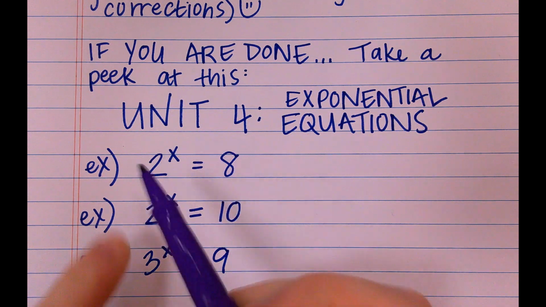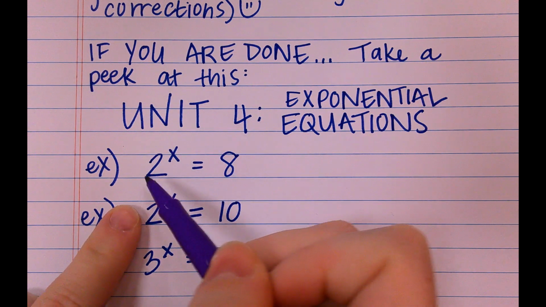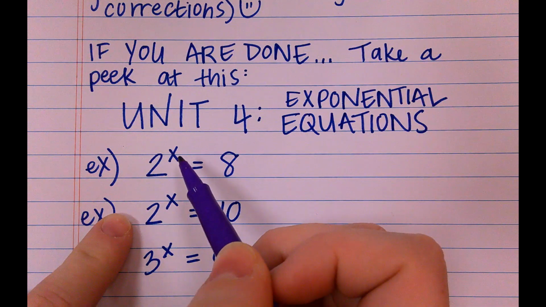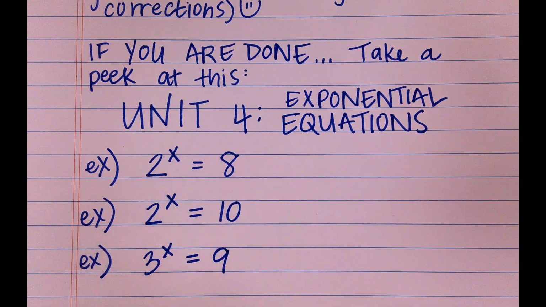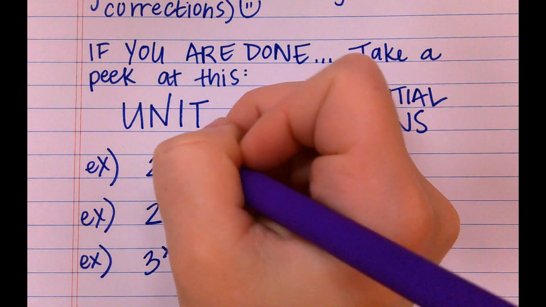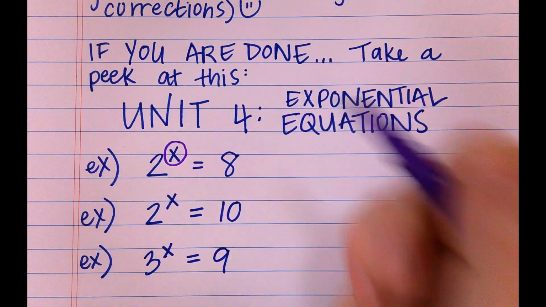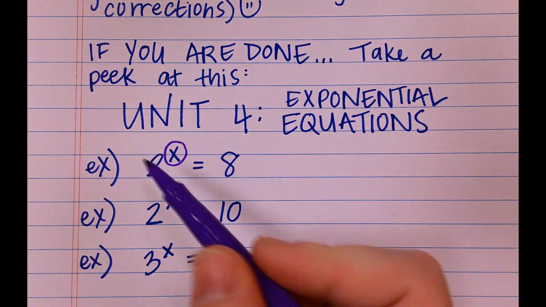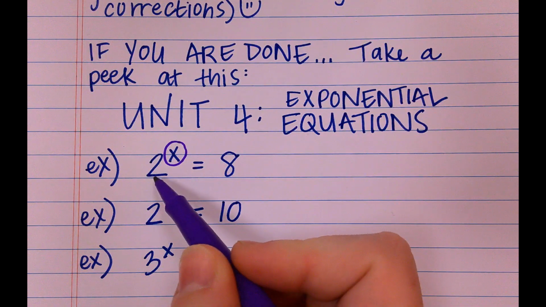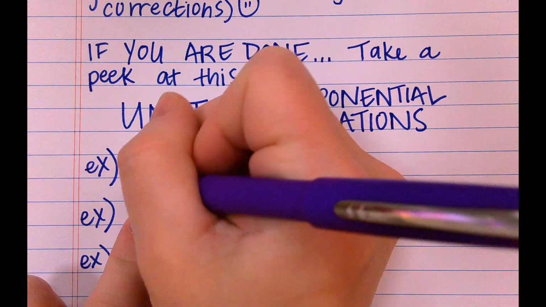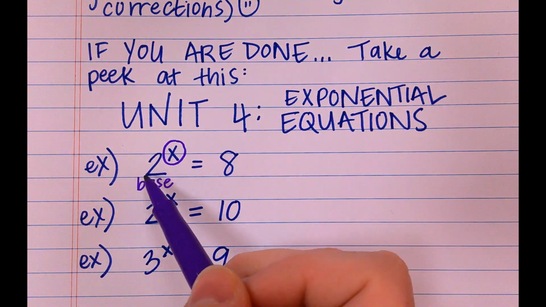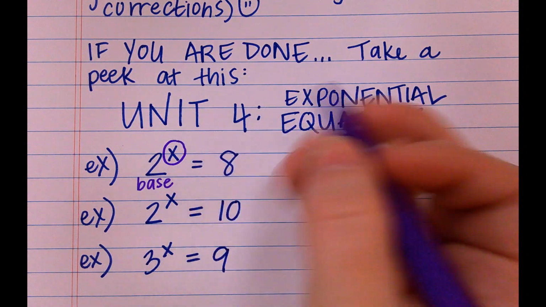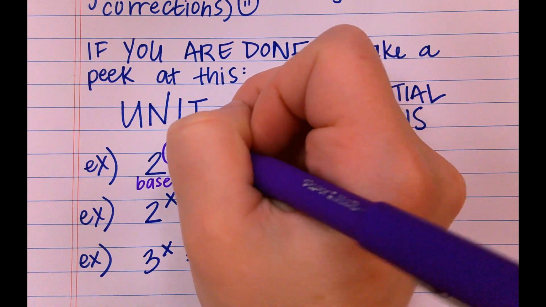First of all, if I'm looking at this first example here, it says 2 to the power of what equals 8. So this is what we're solving for, is x. We have our base number, which is 2. I'm going to put base right here. Our base is 2. Our exponent is what we don't know.